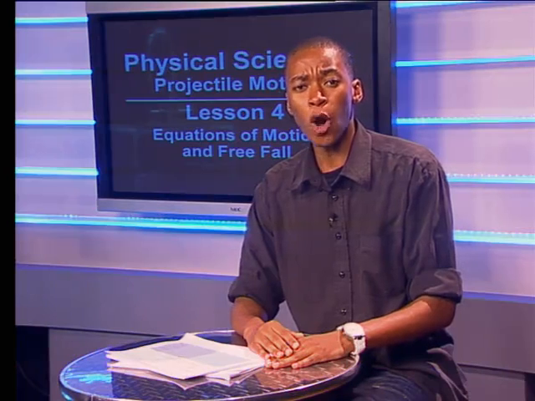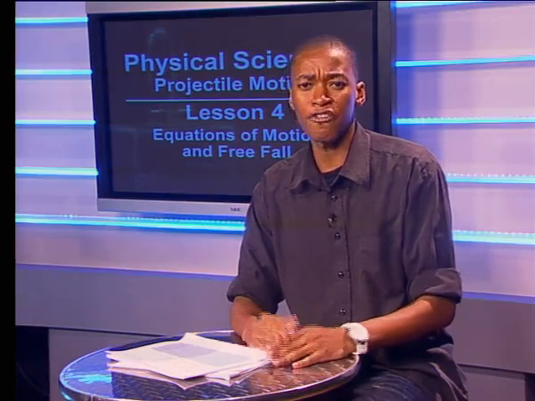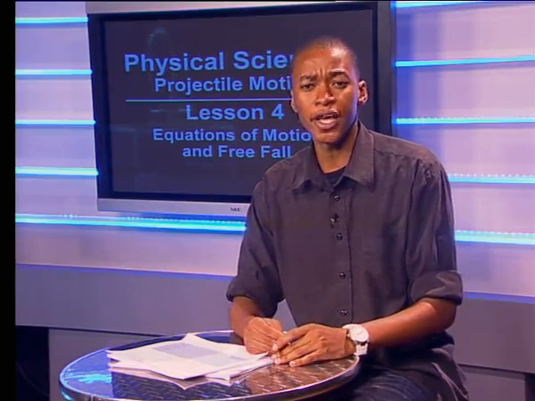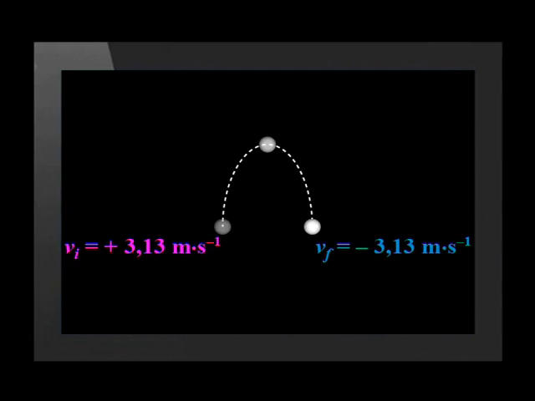Whenever we solve problems using the equations of motion, we must choose an interval. For our previous question, we chose the interval shown here. The velocity at the start of this interval is positive 3,13 meters per second, and the velocity at the end of this interval is negative 3,13 meters per second. That is why we called these values V initial and V final.